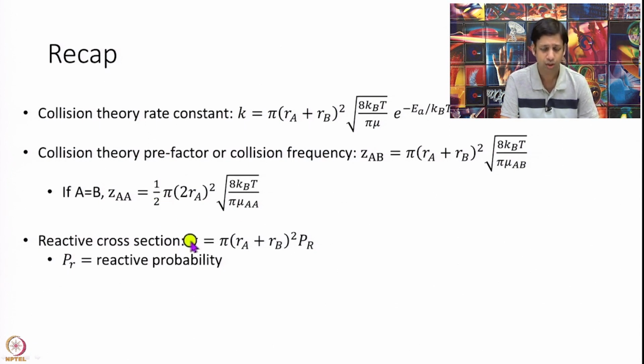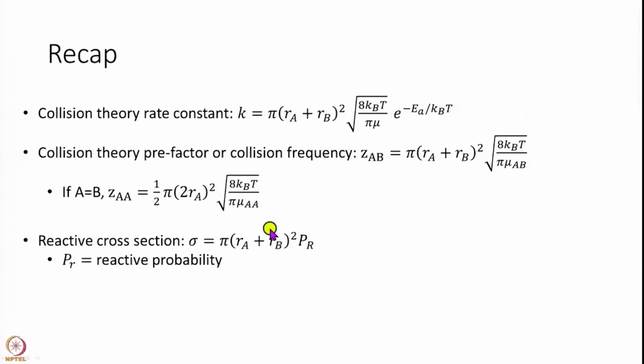In the last module, we had introduced the idea of reaction cross section as pi (RA plus RB) square into Pr, where Pr is the reactive probability, and we had gone through and carefully argued how to choose this Pr to get this kind of an equation.